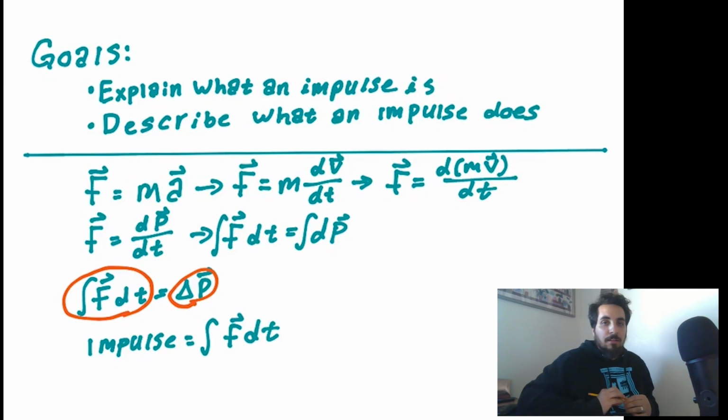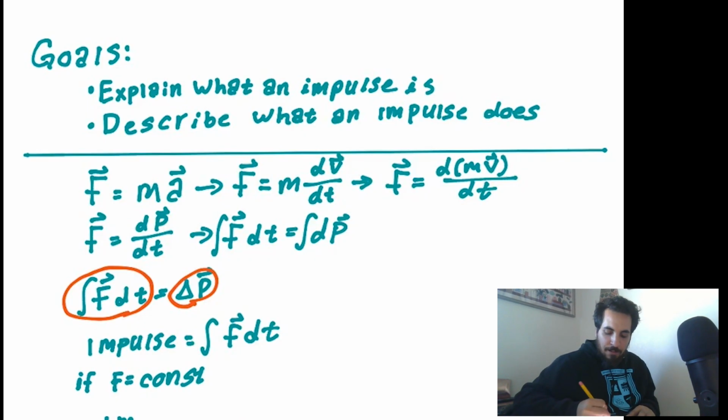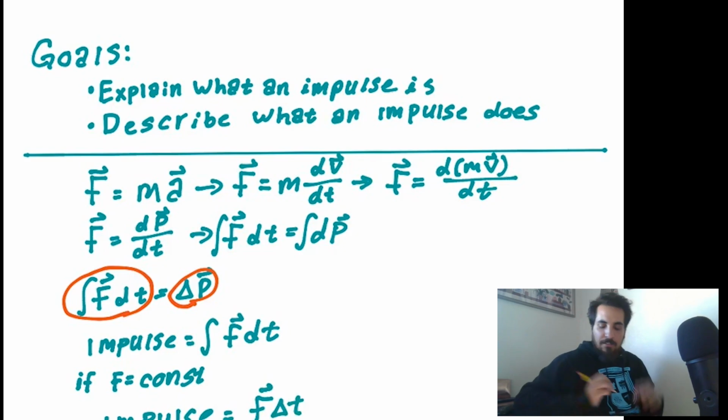Where things get a little more simplified is when we take this force to be a constant. If, and only if, the force is a constant, this defines your impulse to be force times delta t, force times the change in time, or the amount of time that you apply the force to the object. So your impulse is the product of the force and how long that force has been acting on an object.